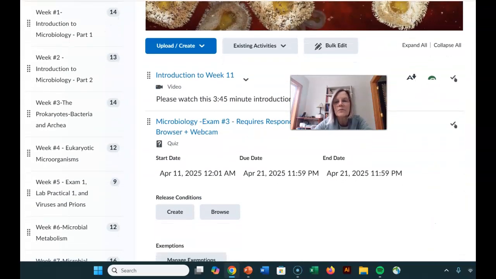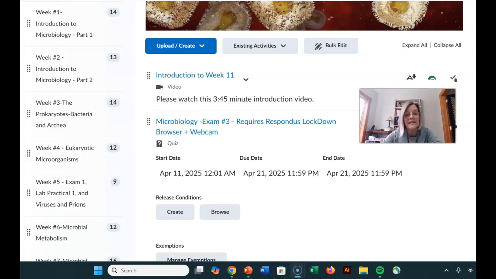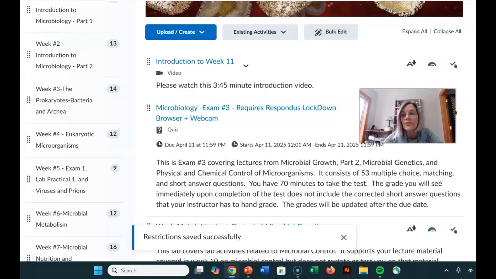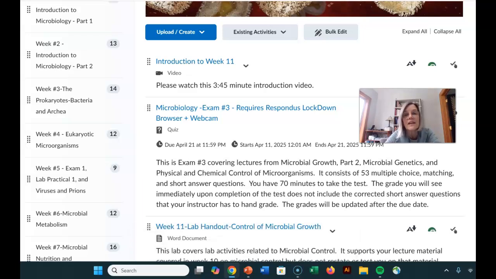Before you do that, though, we have exam number 3 coming up, and the exam is formatted very similarly to other exams you've taken. Multiple choice, short answer. There might be some matching, and please study your content, use your lecture study guides, look at the vocabulary. I think it's pretty straightforward, but it's a lot of material, so you've got to keep at it. The topics on it are microbial growth part 2, microbial genetics, and physical and chemical control of microorganisms.